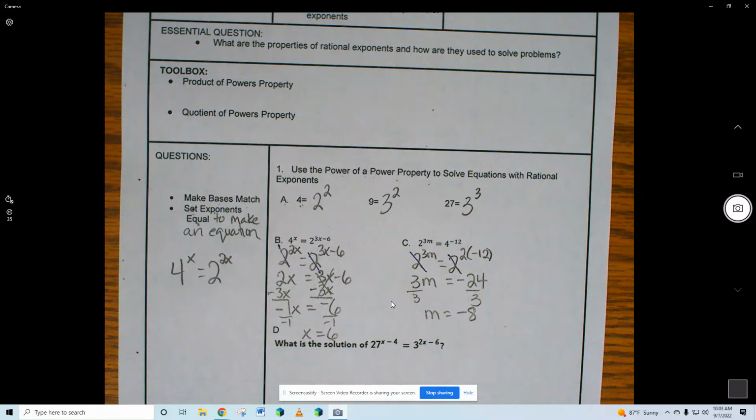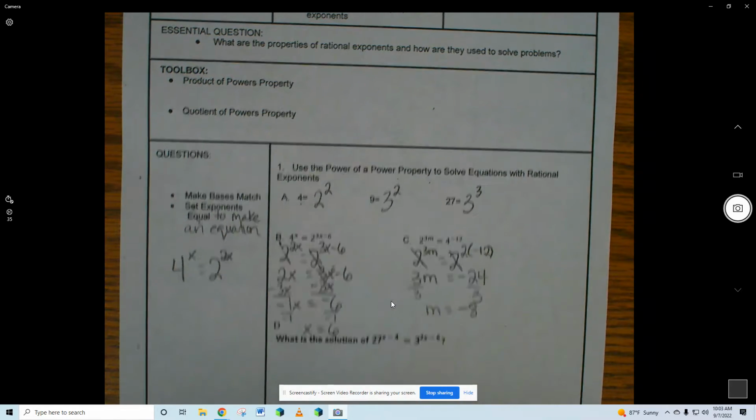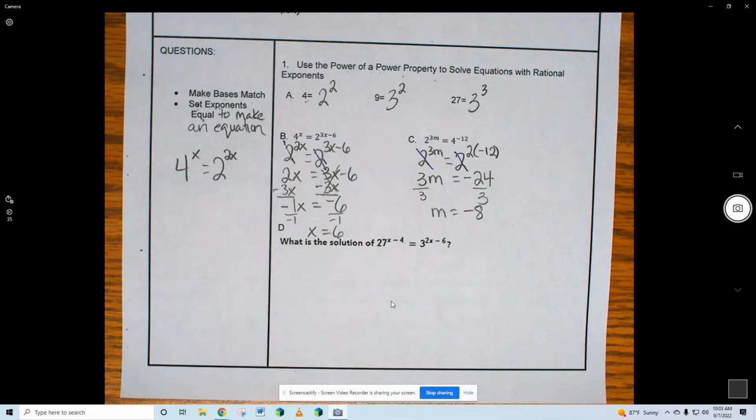M equals negative 8. All right. No more 2's and 4's. I have 27 and a 3. So what do I make the 27? 3. 3 to the power of 3. 3 cubed.